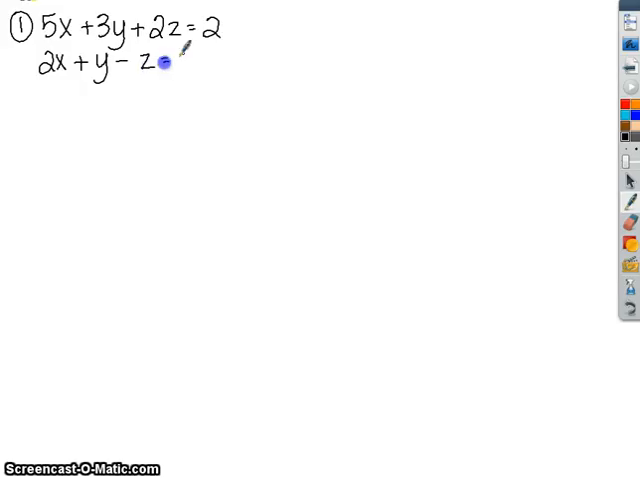So here is the first one. We are just going to solve the system. That's what the directions will say, just solve. So our first one looks like this. 5x plus 3y plus 2z equals 2. Then we have 2x plus y minus z equals 5, and then x plus 4y plus 2z equals 16.